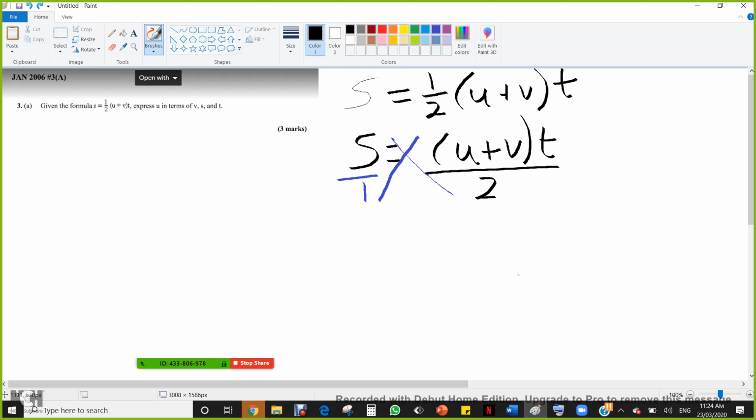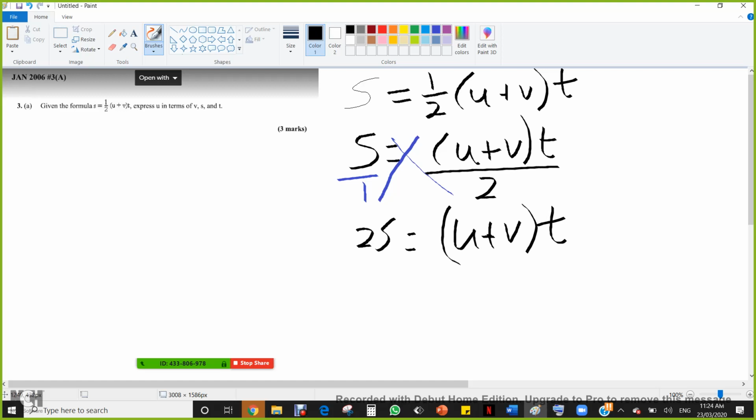Right, so 2s is equal to u plus v, t. Now, I just went and ate, and whenever I eat, that usually happens, or when I'm hungry or when I don't eat.